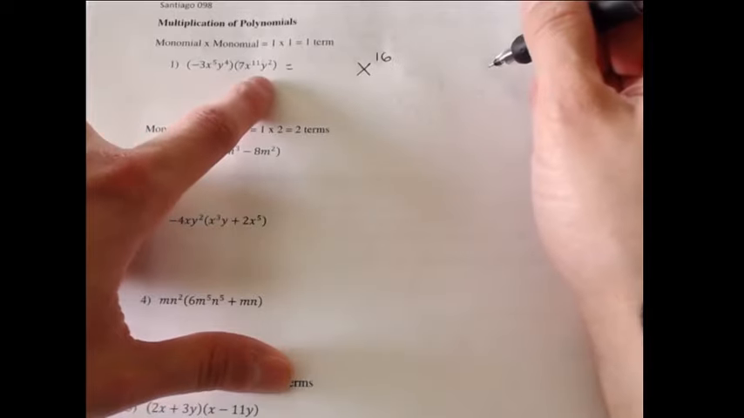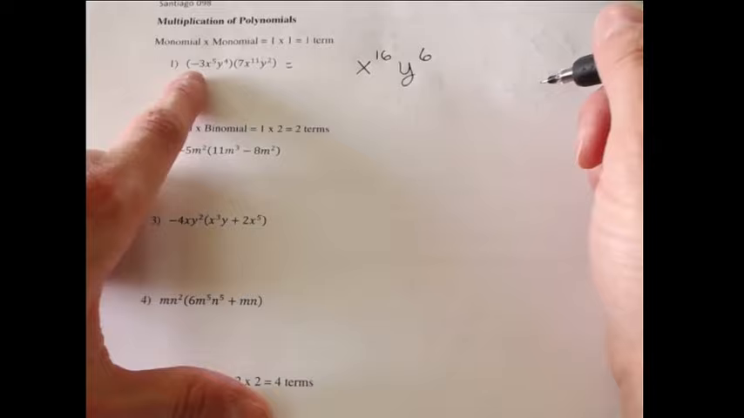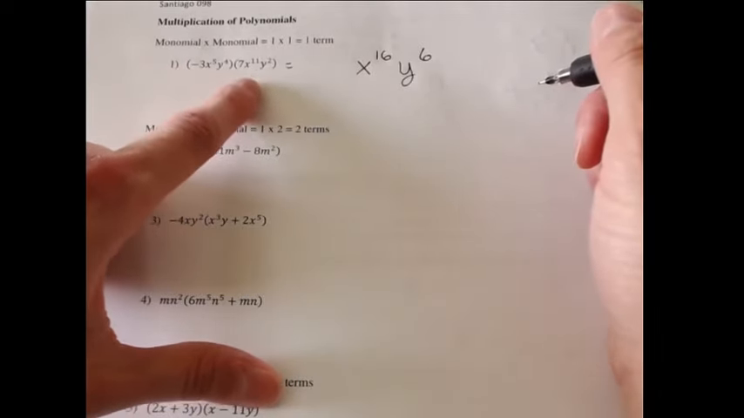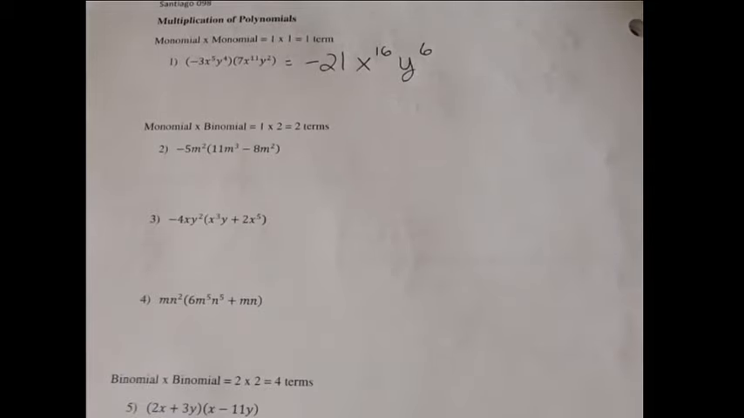Y to the 4th times y to the 2nd is keep the base, add the powers. And then look at the fact that we have a negative 3 times a 7. Okay, negative 21. We're done. Don't overthink it. Finish. Notice we have a monomial. It is one term. We know if we have more than one term if we see addition or subtraction, like number 2.